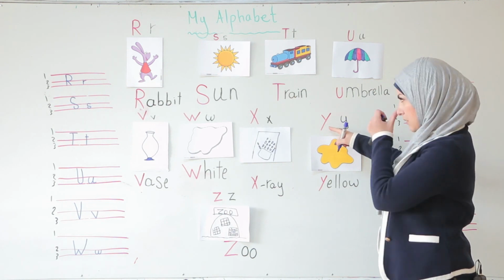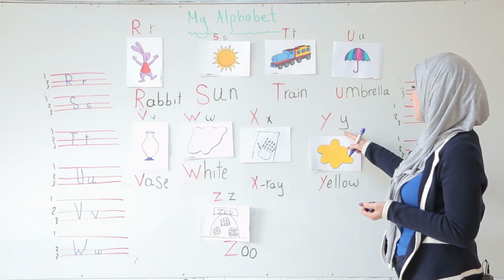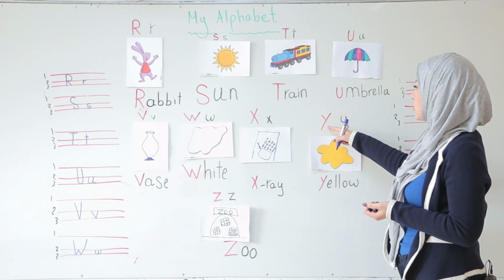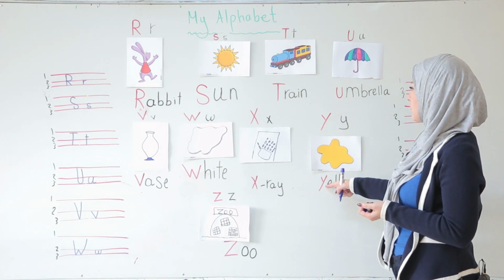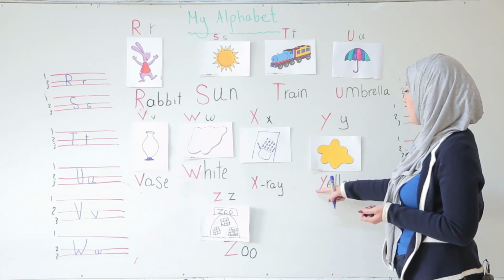Capital Y, small y. The sound of the letter Y is Y, Y. Yellow, yellow.